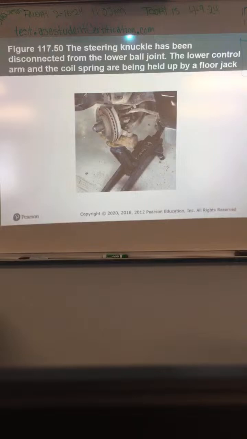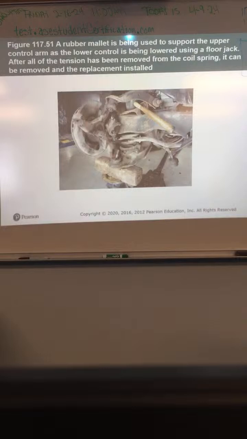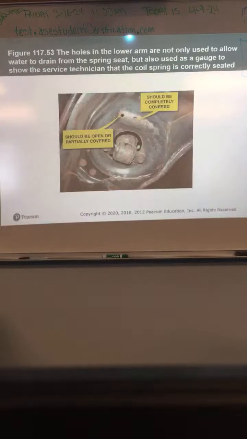This would be taking the spring out of an SLA suspension. They're going to drop the lower control arm there, drop the spring out of it. When you put that spring in, that hole should be completely covered. You see the two holes there? One of them should be partially open, one should be completely covered. Make sure you got the spring in there right.